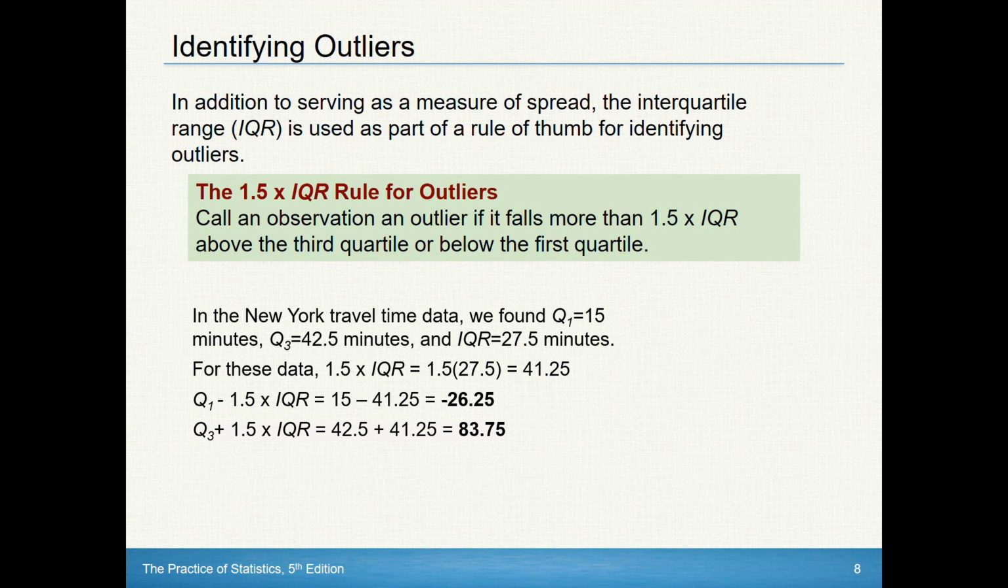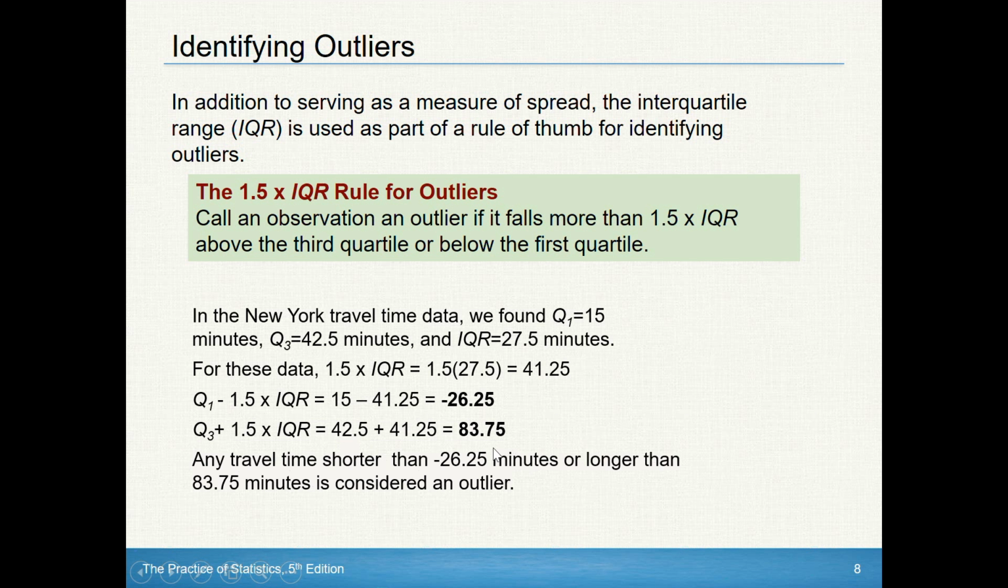Checking it on the high side, I add the 1.5 times IQR to the Q3, 42.5, and I get 83.75. And that tells us that anything less than negative 26.25 minutes or greater than 83.75 minutes is considered an outlier. And if we looked at our data set again, obviously, like we said, nothing on the low side, but we did have an 85. And 85 is bigger than 83.75, so we can say, therefore, 85 minutes is an outlier.